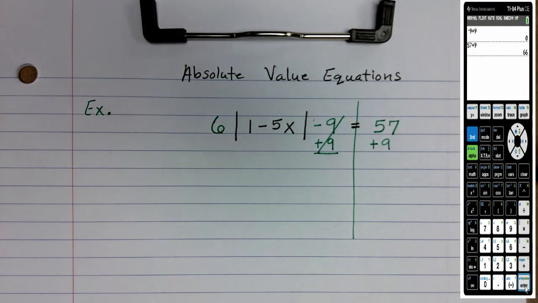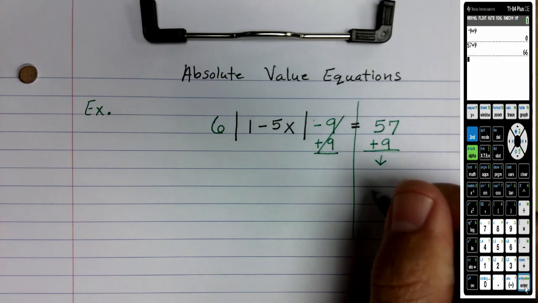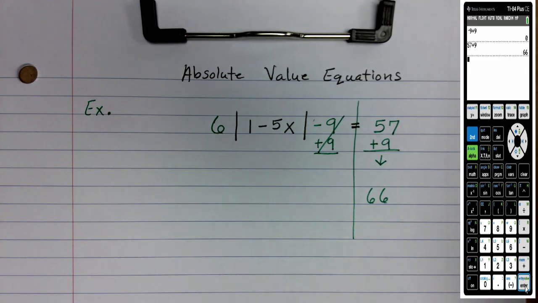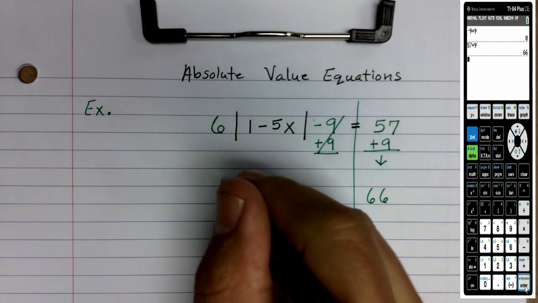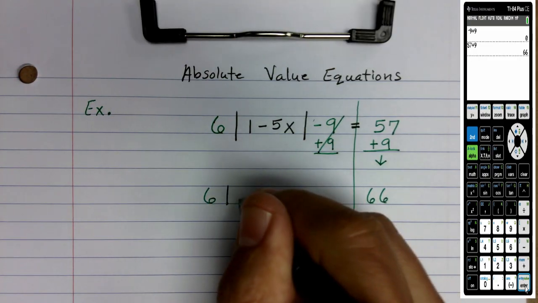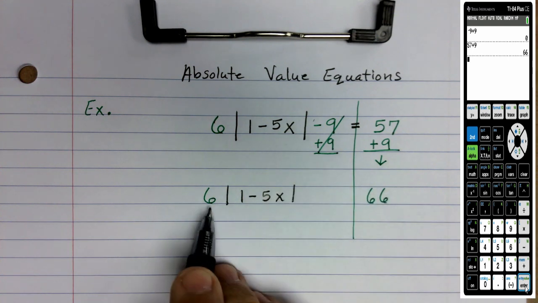So I'm going to go to my calculator and do 57 plus 9, and it equals 66. I'm going to bring that answer down here and write it by itself, 66. Now the next thing I want to do is deal with this 6. Let me bring this down so you can see that all we have left to do is get rid of that 6 that's in green.